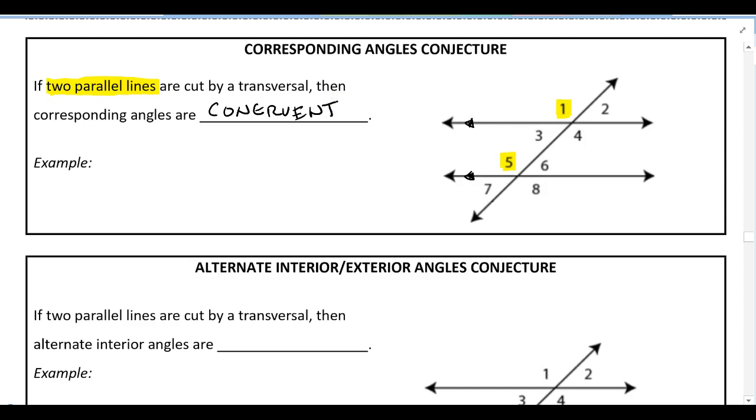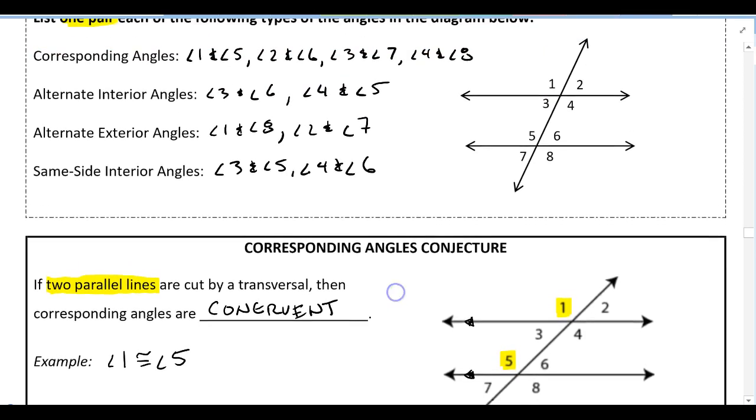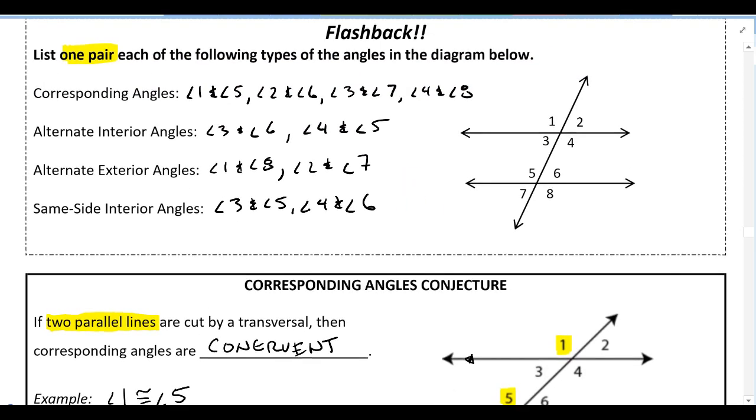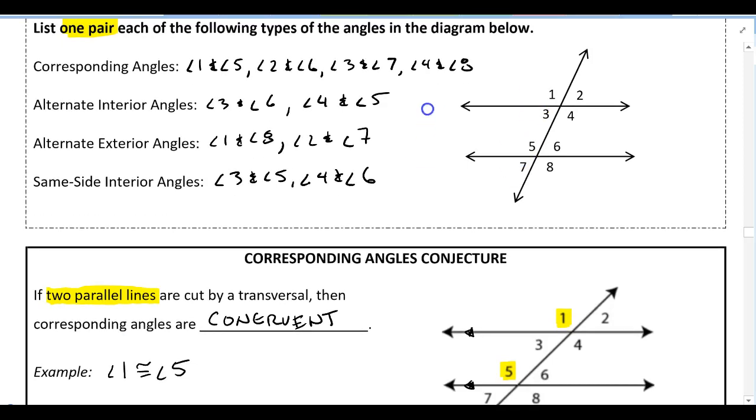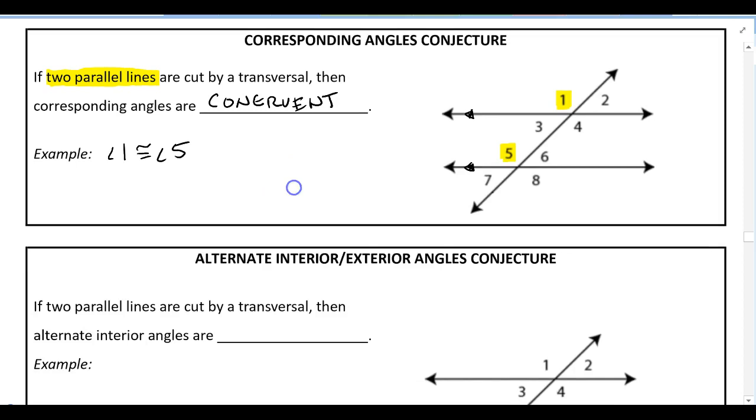Alright, so some examples. The highlighted one, it would be angle 1 is congruent to angle 5. Now before, if you notice when I listed these off, I only put "and" between them because we don't necessarily know that they're congruent, because we don't know that the lines are parallel. But now down here, since we know the lines are parallel, we know the corresponding angles are congruent. So here's one pair of corresponding angles that would be congruent.